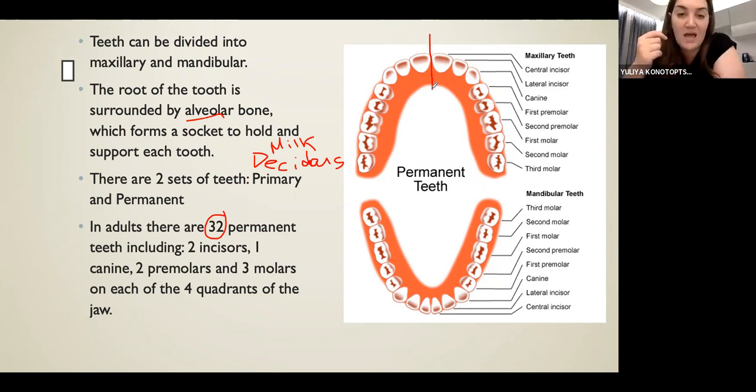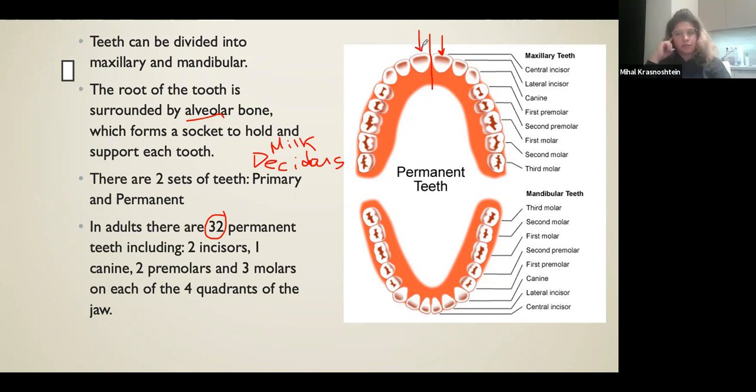So how do you start counting? You start counting from the center. This is your first, the central incisors. They are tooth number 1, right? So 1, 2, then the canine is the third, right? Then you continue 4, 5, 6, 7, 8. So which tooth is the 8th one? What do we call it?